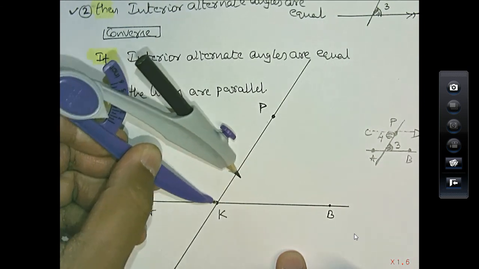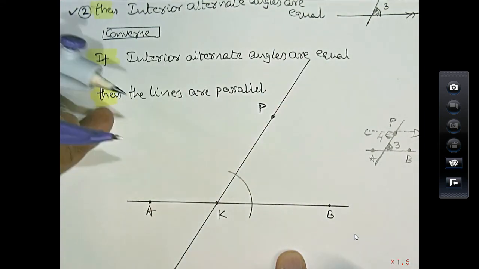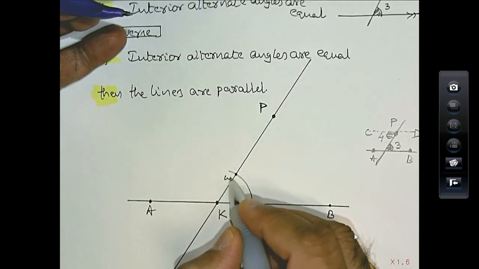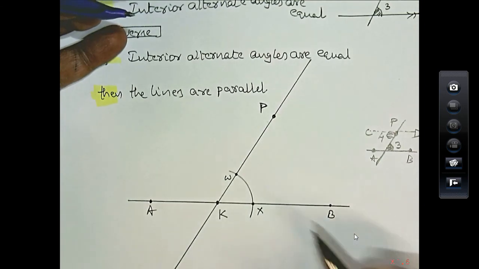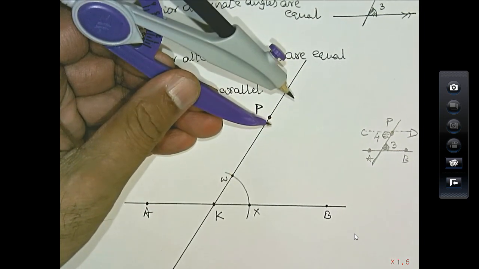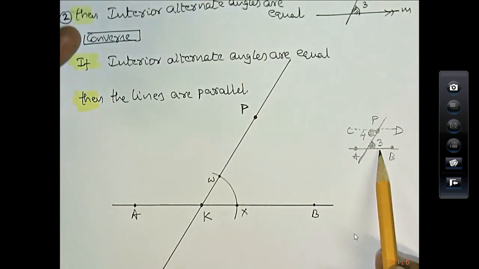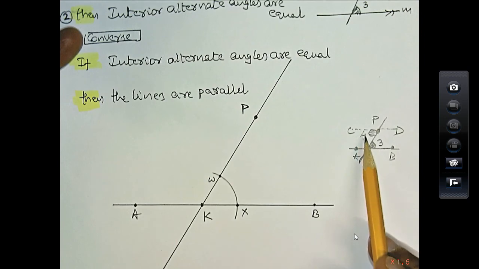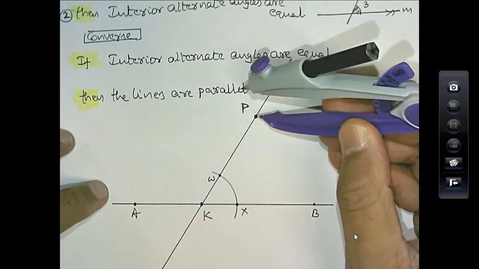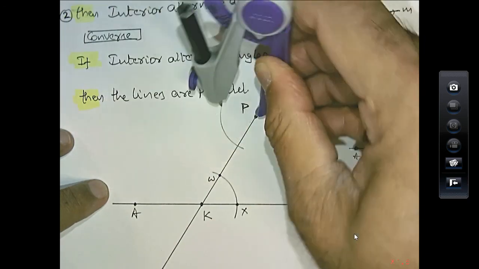So let me draw an arc that is touching two parts of the angle. Let me label this as W and X. Whatever the arc is drawn, the same thing. I'm not going to draw corresponding. I know that alternate angles means one is right side, one is left side. So if I'm drawing the arc this side, I have to draw on the opposite side, right? So let me draw an arc.